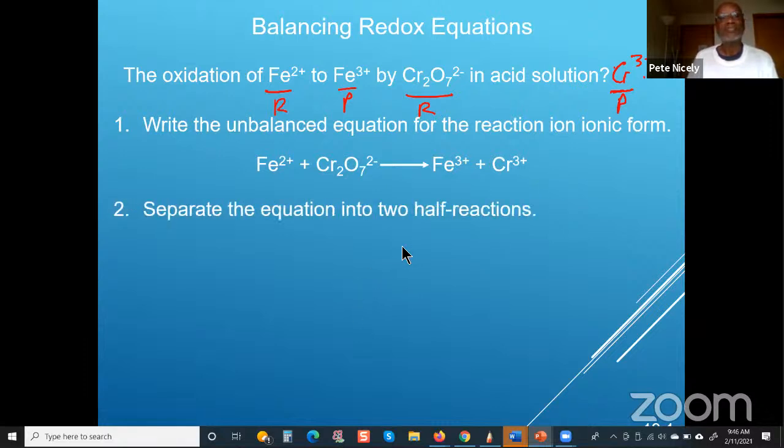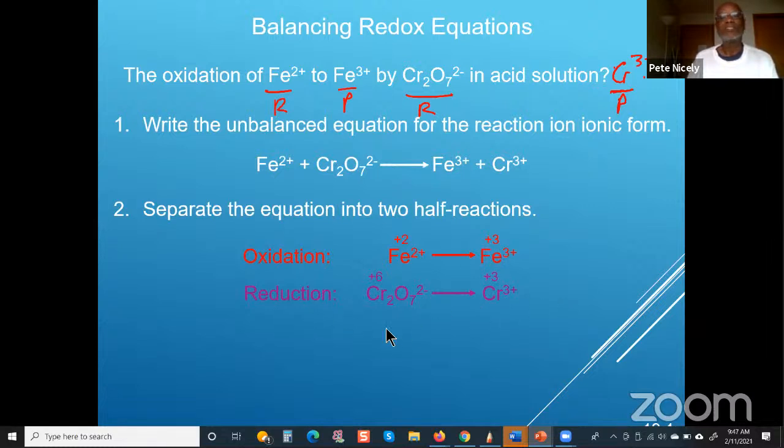The next step in this process is that you're going to separate the unbalanced equation into two half equations, or half reactions, all right? One half equation would be the oxidation half equation where the Fe2+ is converted to the Fe3+. The other half equation is the one where the dichromate is converted to the chromium 3+, which would be the reduction reaction, all right? So that's basically what you do in this step. You separate the given equation into two half equations, right? The first one is oxidation because the oxidation number of iron increases from +2 to +3.